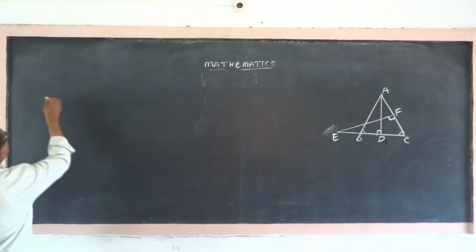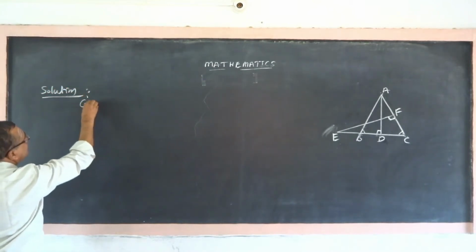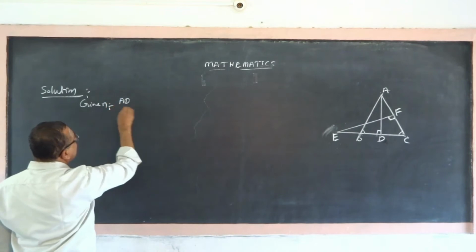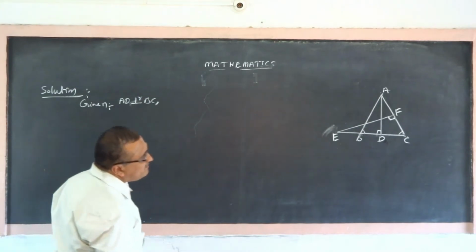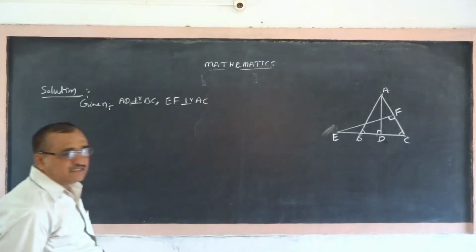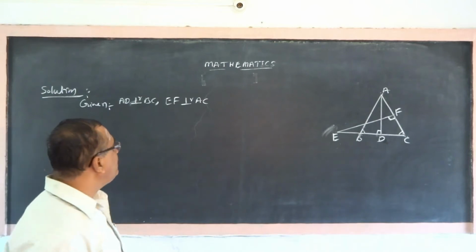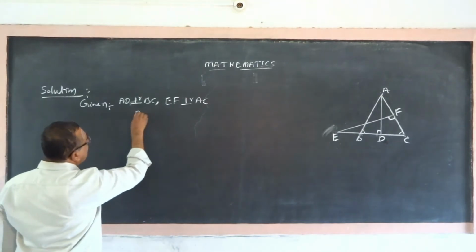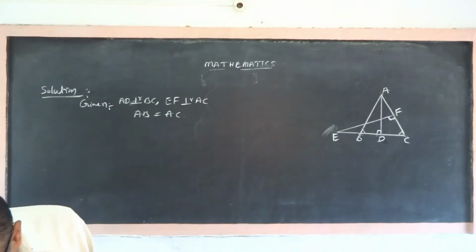Solution. Given AD perpendicular to BC. Next, EF perpendicular to AC. AD perpendicular to BC, EF perpendicular to AC. Then what? AB equals AC. If AB equals AC, it's an isosceles triangle they have given.